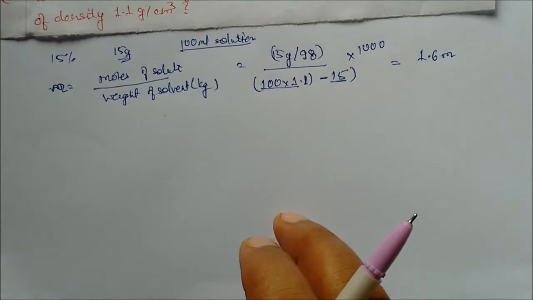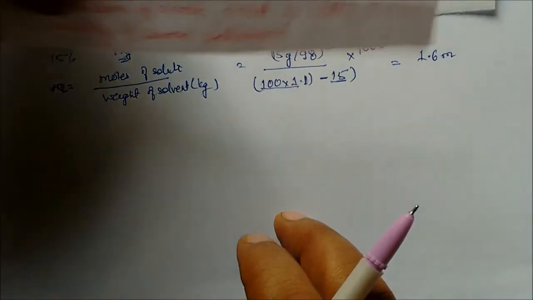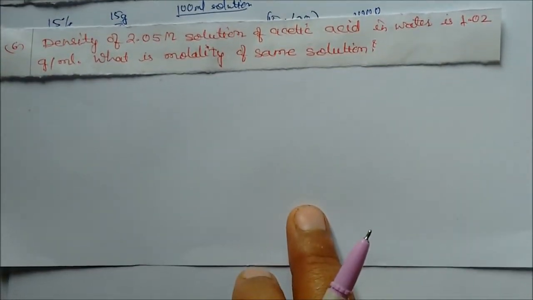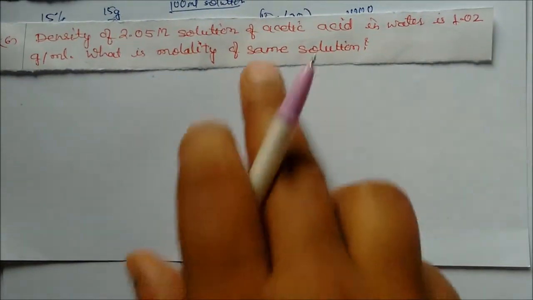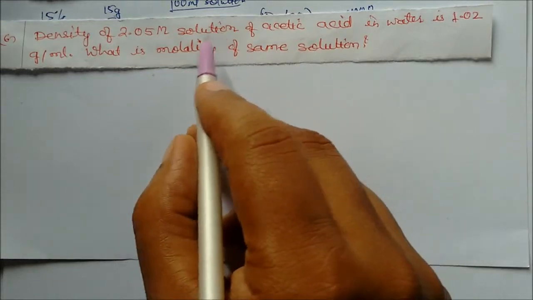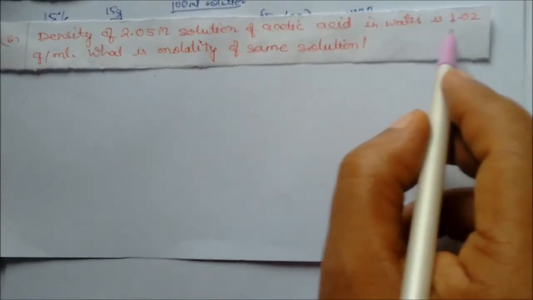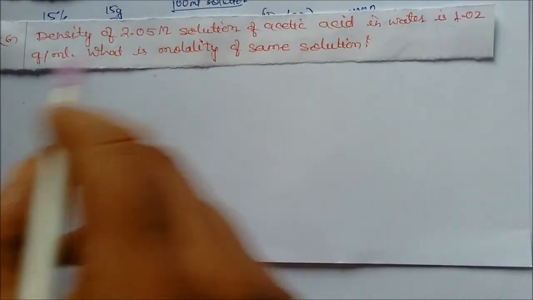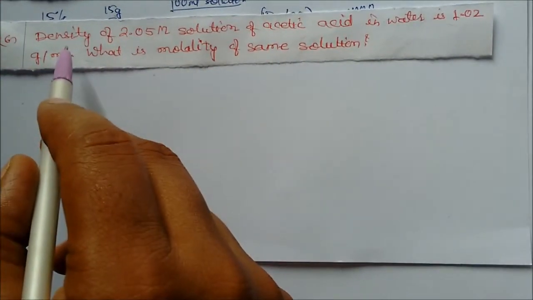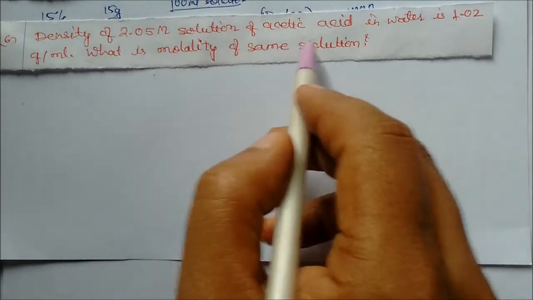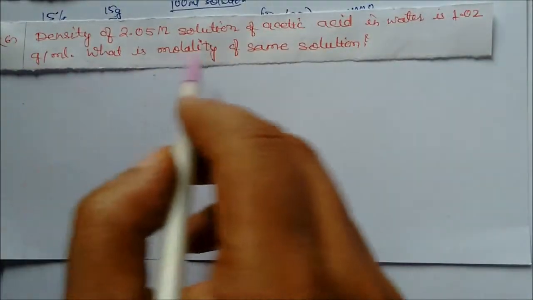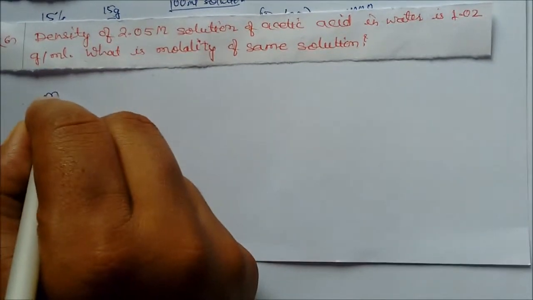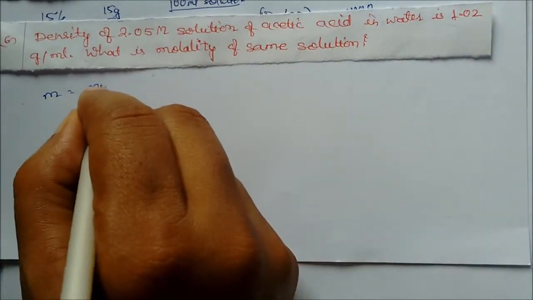Next we'll see another one. A 2.05 molar solution of acetic acid in water has a density of 1.2 gram per ml. What is the molality of the same solution? It is similar to the previous question. Density is given, acetic acid and water, and we have to find the molality of the same solution. Molality is equal to moles of acetic acid divided by the mass of solvent in kilogram.